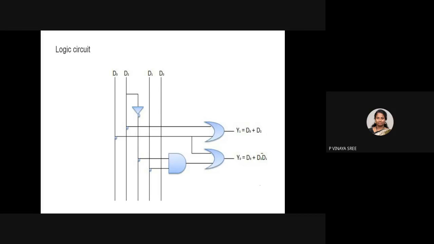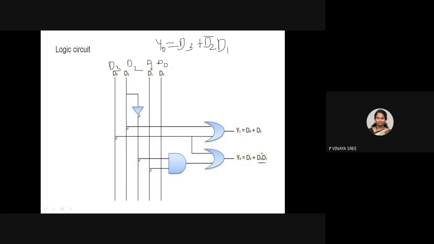As we have AND here, we used AND with the D2 complement. So this is your D2 complement and D1. Let me write this clearly now. This is D0, this is D1, D2, D3. Now tell me the expression for Y0, ma'am. Y0 equals D3 plus D2 complement D1. Is it correct?